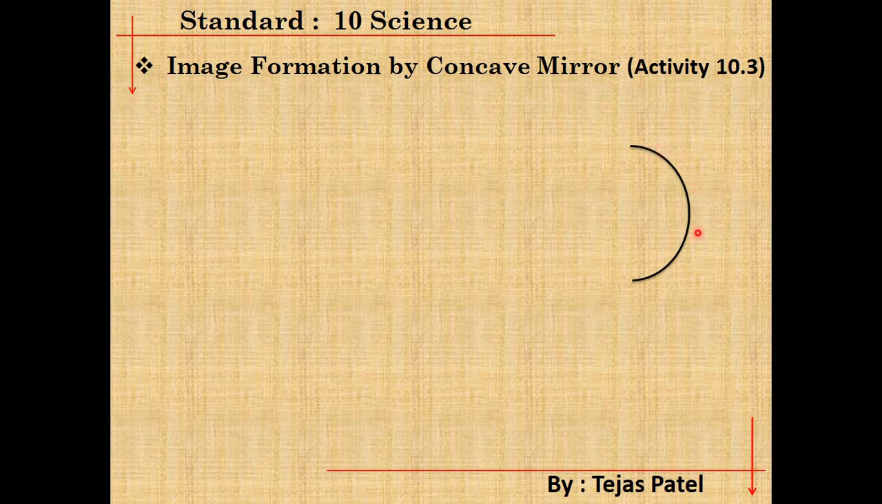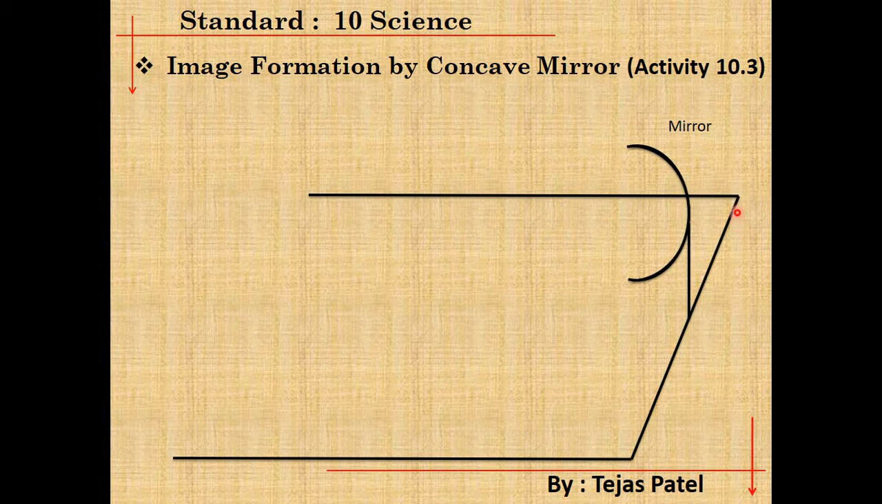So what we have to do in this, we are going to take one concave mirror like this. So this one is the concave mirror. Now we are going to put it on a stand. Now this mirror and stand we are going to put on a table like this. Now we are going to put this mirror in this way that the pole is lying on this line. So here is P.